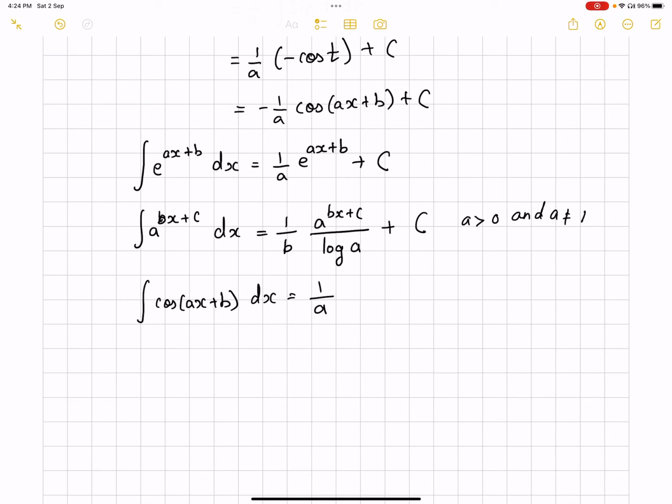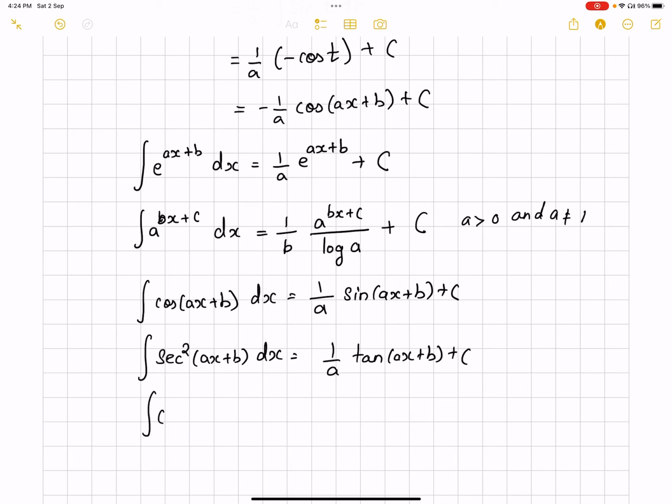So I would be having here 1 by a sine of ax plus b plus c. And then we have integral secant square of ax plus b dx. If we have, it is going to be 1 by a tan of ax plus b plus c. And then similarly, if we have cosecant square ax plus b dx, I would be getting minus 1 by a cot of ax plus b plus c. So I think you are able to understand how it works.